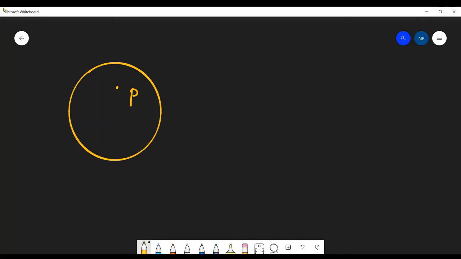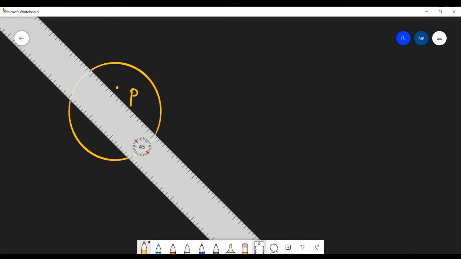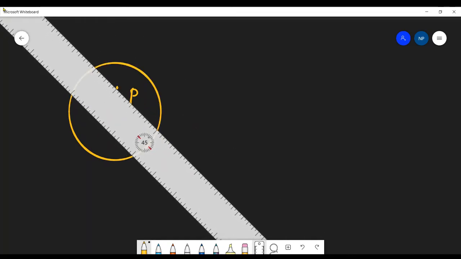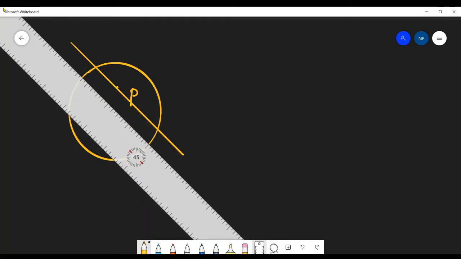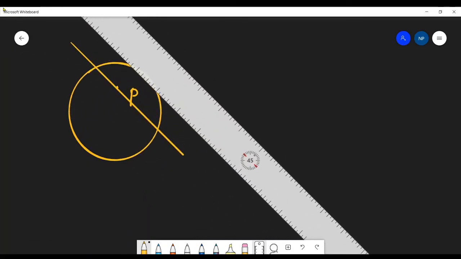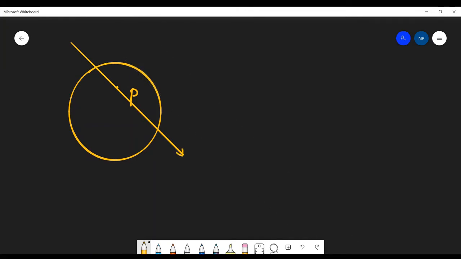If I were to pass lines from here, suppose I want to draw the tangent either from here or say another line passing through this particular point here, or any other line passing through this particular point over here. What do we find? We find that all the lines through this point intersects the circle in 2 points.